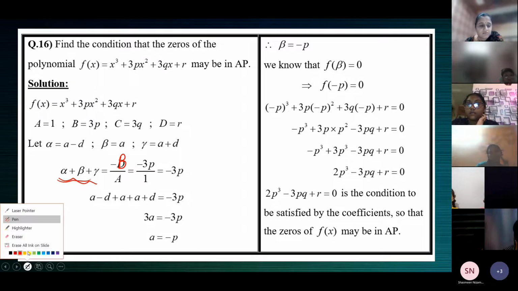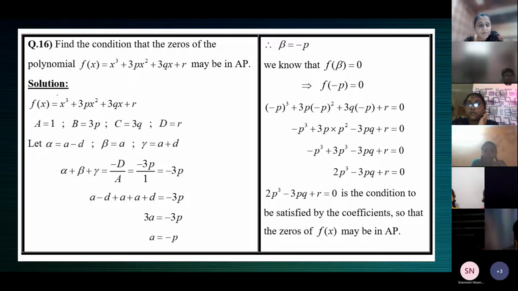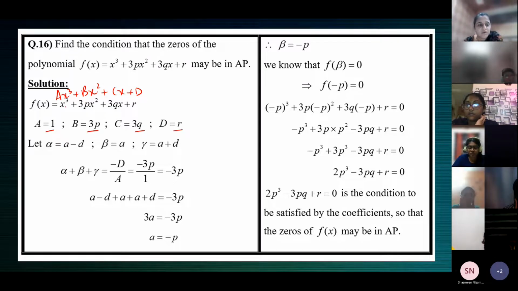Correct, children? You need to first compare the given cubic polynomial with the standard form ax cubed plus bx squared plus cx plus d. Get the values of a, b, c, and d. You can see here a is 1. B is, take out the x squared. This is b. Take out x, this is c. And this is d. So write out the values of a, b, c, and d.